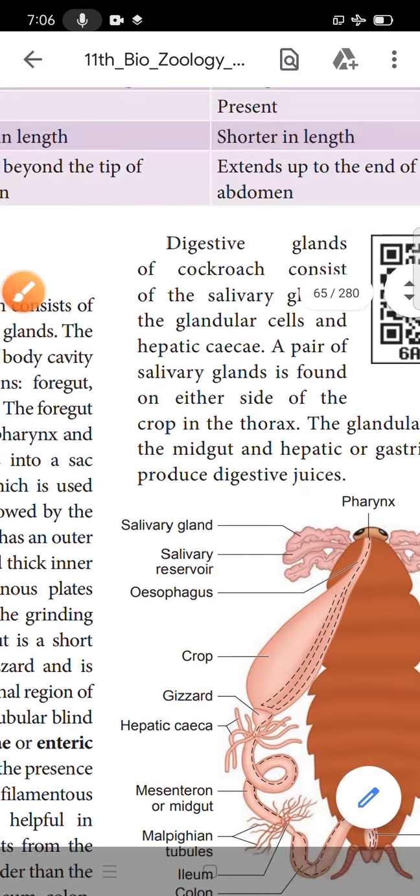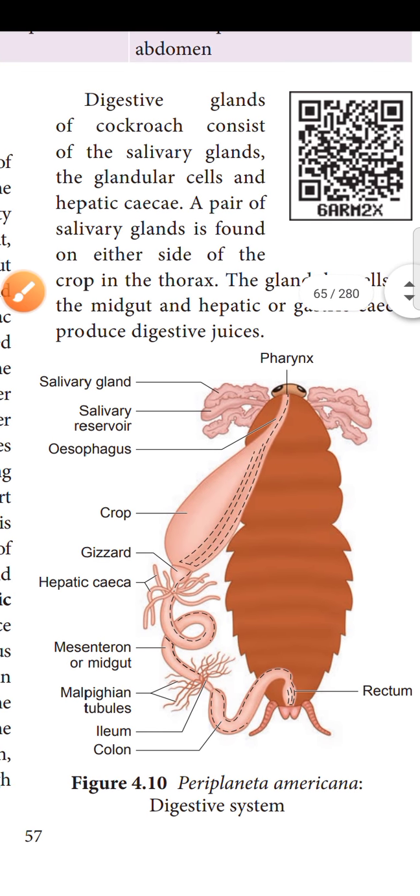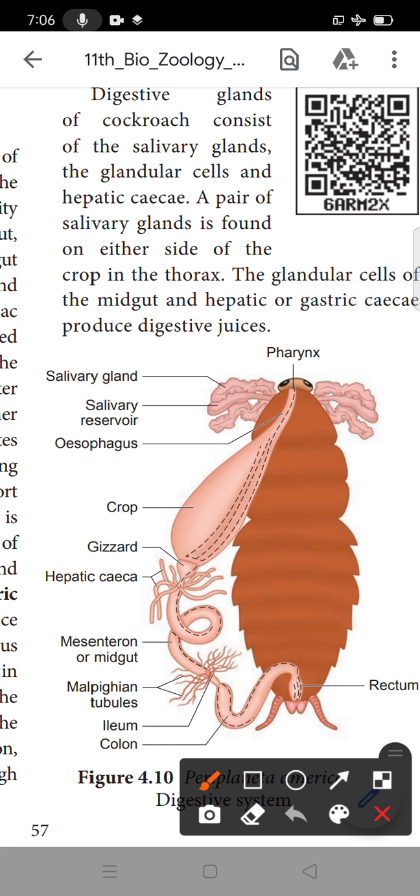So this is the digestive tract. Now the digestive glands. What are the digestive glands of the digestive system? The digestive glands of the cockroach consist of the salivary gland, glandular cells and hepatic caecae.